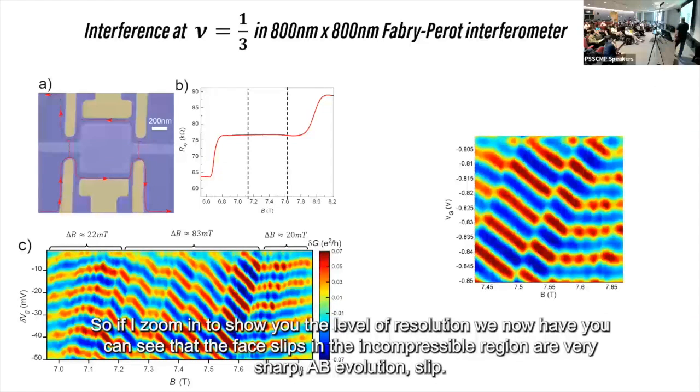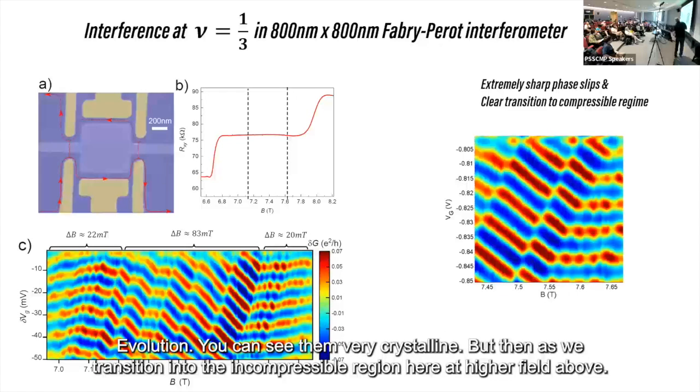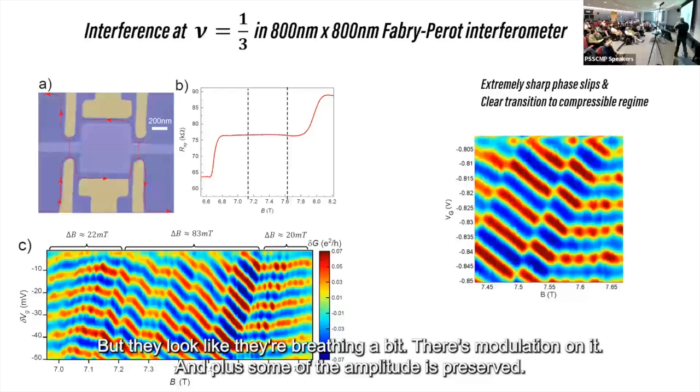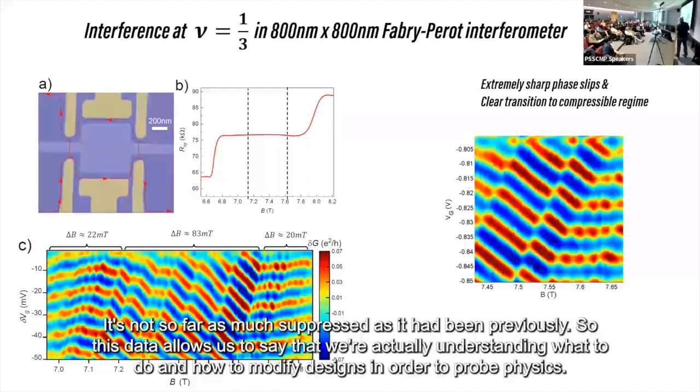So if I zoom in to show you the level of resolution we now have, you can see that the phase slips in the incompressible region are very sharp. AB evolution, slip, AB evolution. You can see them very crisply. But then as we transition into the compressible region here at higher field above, say 5.5 Tesla, you see the lines are flat as they were in the larger, earlier device, but they look like they're breathing a bit. There's modulation on it. And plus, some of the amplitude is preserved. It's not as suppressed as it had been previously.